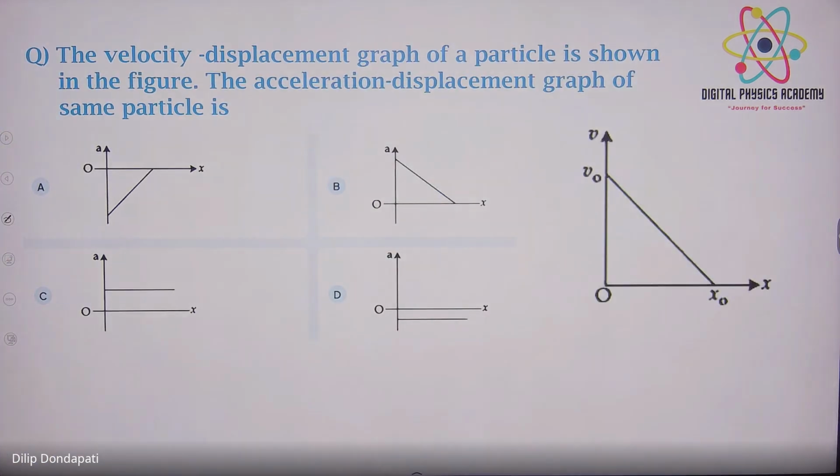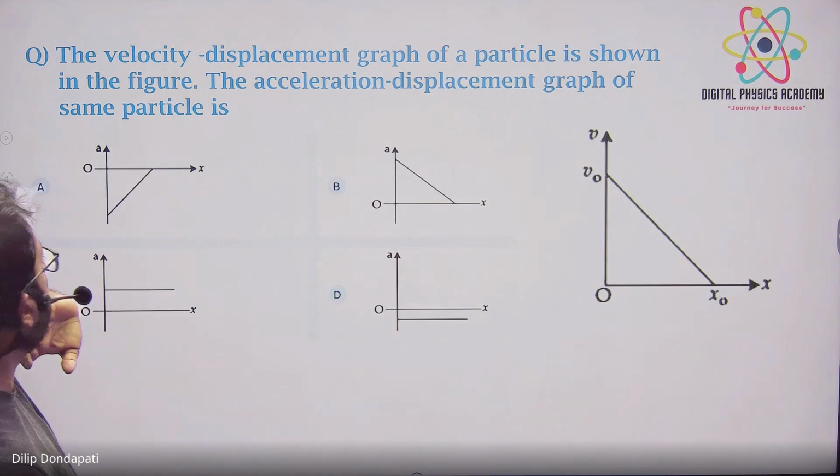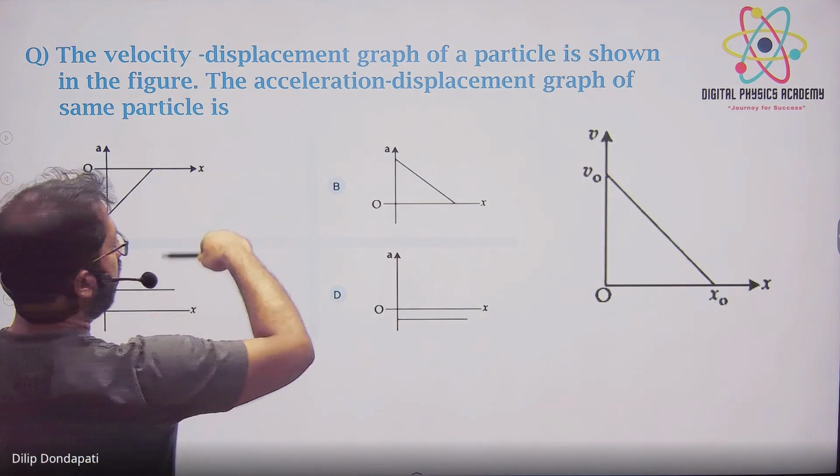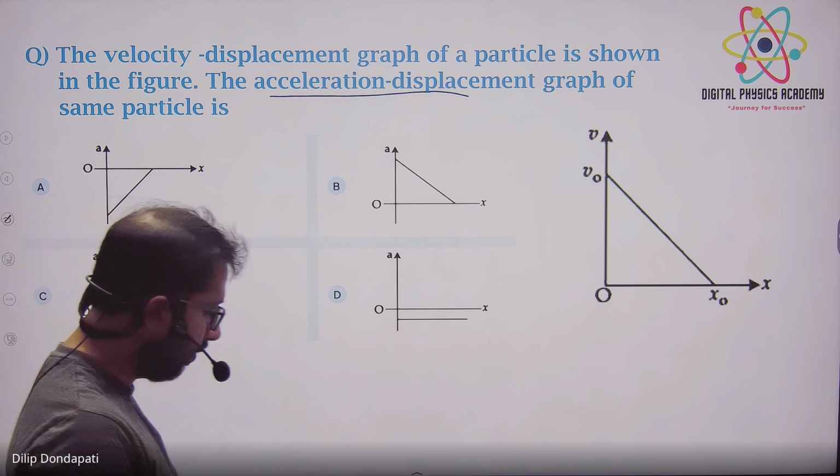Chalo. A velocity displacement time graph is given to you. He is asking which of those acceleration displacement graphs is true. An acceleration displacement time graph is given. So whatever you want to do, tell.